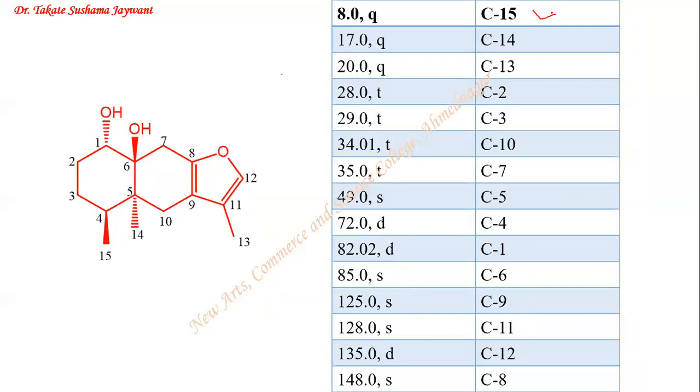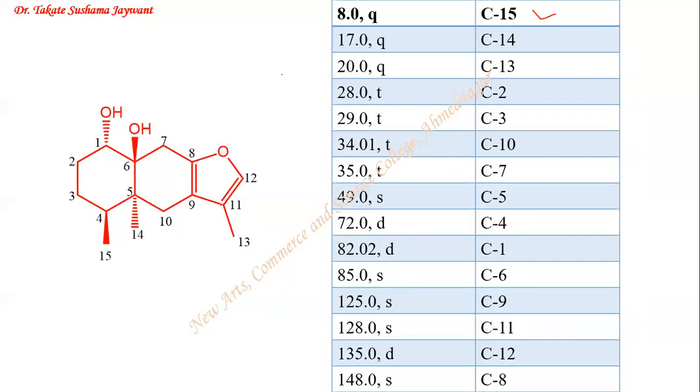Next quartet at 17.0 corresponds to methyl group C14, as it is attached to an sp3 hybrid carbon atom, so it will be shielded as compared to C13, and the quartet at 20 is because of the C13 methyl group. As it is attached to an sp2 hybrid carbon atom, it will be more deshielded as compared to the other methyl groups.